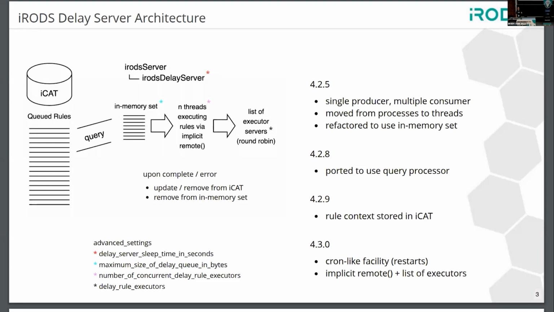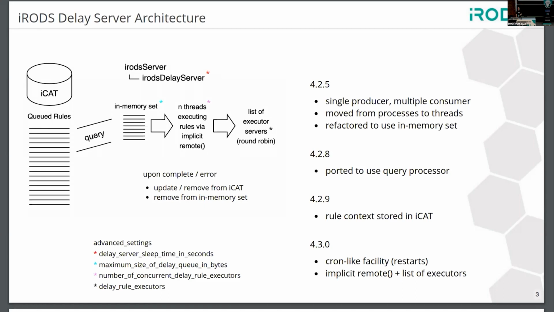And that implicit remote now will farm out those jobs in a round robin fashion today. If anybody has opinions about a better algorithm or a different algorithm or how we can do that, happy to talk about it. Right now, it's just round robin to send those jobs over to other iRODS servers. This is different, and I'll talk about that in a second, from what happens in 4.2.